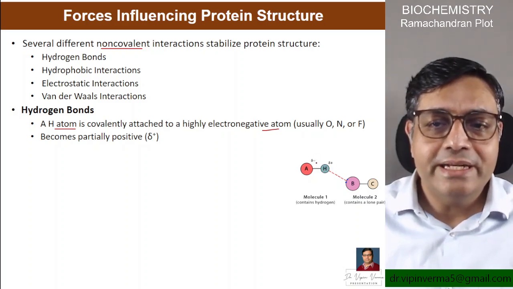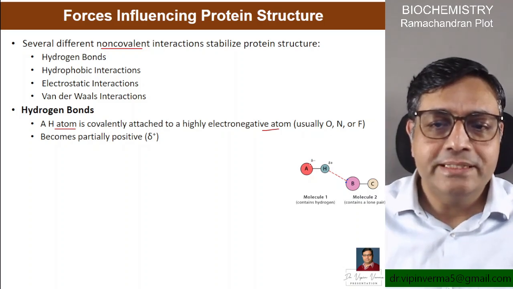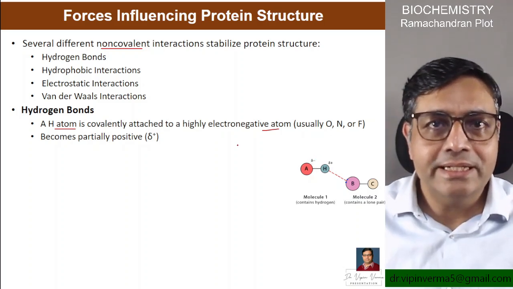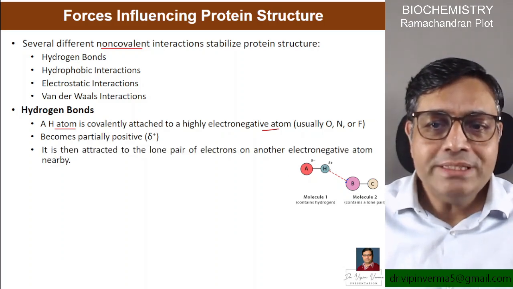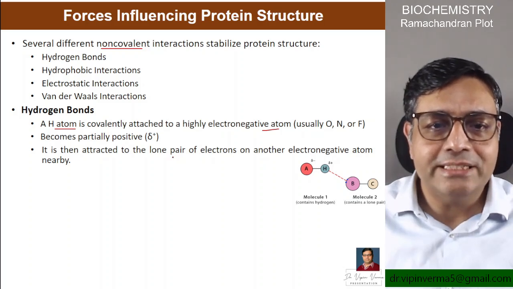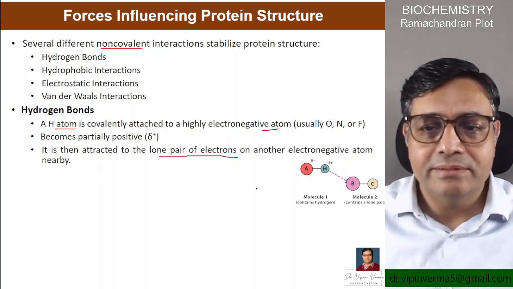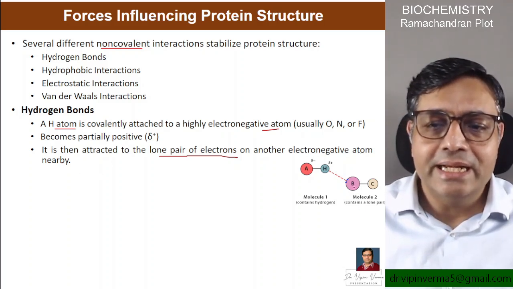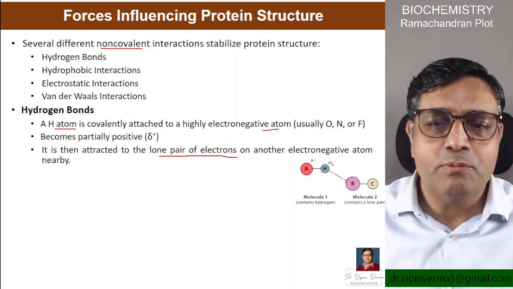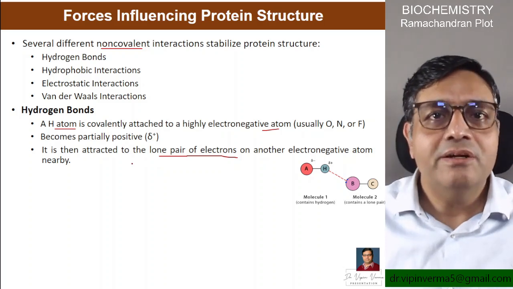So that will create a negative charge on this atom, which is O, N and F. So you can see here delta minus. This is clear here. Okay, now once it has developed a partial positive charge, this hydrogen atom is then attracted to a lone pair of electrons on another electronegative atom nearby. So here you can see this is again an electronegative atom, and it has a lone pair of electrons. Now because it has a partial positive charge, it will be attracted to it, and it will form a hydrogen bond, and that's how the hydrogen bonds are formed.